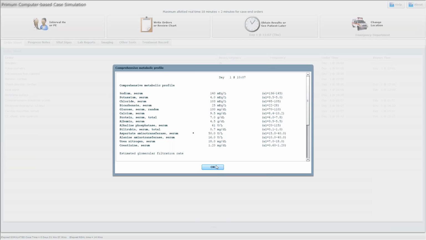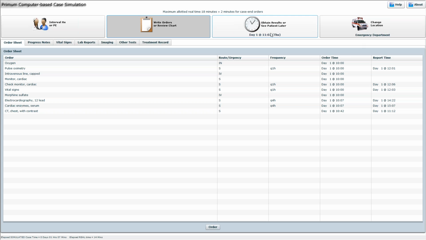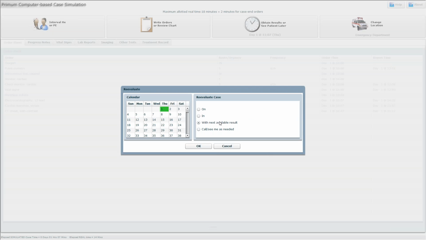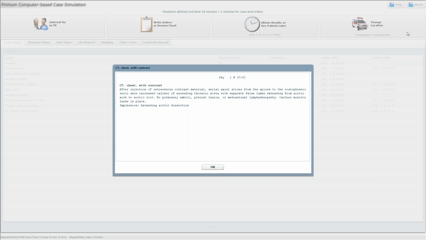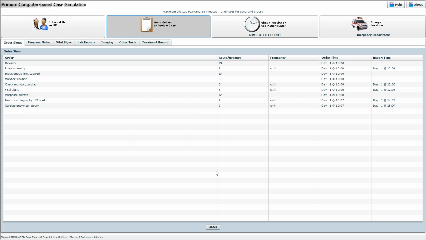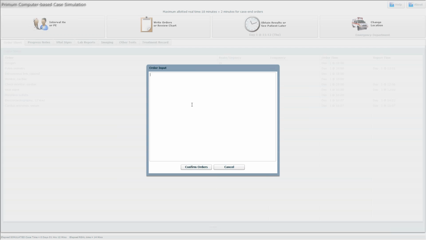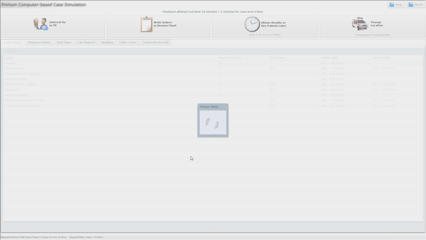So the sequencing should have been that you should have noted and seen the CT chest results with your eyes. Look at that. CT chest has come back. Now you have ascending thoracic aorta dissection, impression, ascending aortic dissection. This is a surgical case. We have determined that this is a surgical case now. Now you call cardiothoracic surgeon. Let's see what he says now.